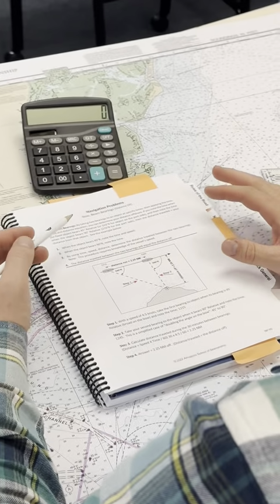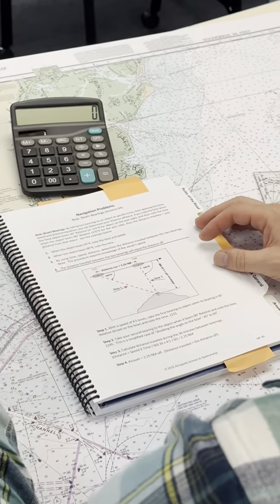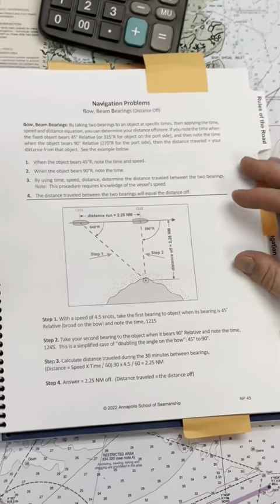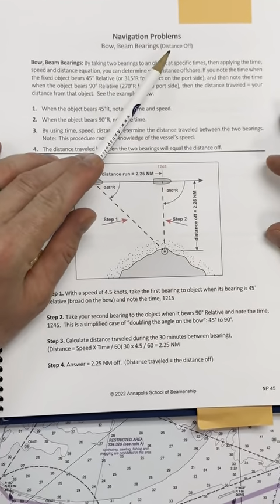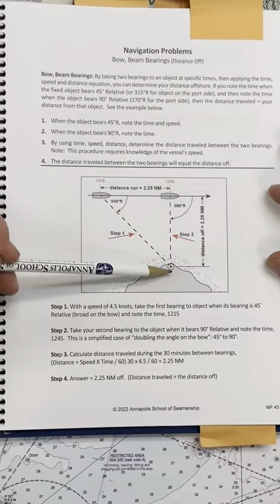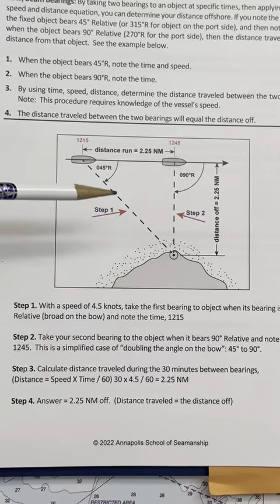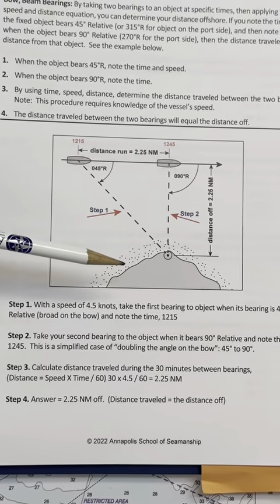Okay, in this problem, we're going to solve what we call bow beam bearings. That's the name of this type of problem, but what we're solving for with bow beam bearings is we're trying to find what the distance off of a light on land or something like that is. Okay, so the way these work is we're going to be giving you relative bearings.